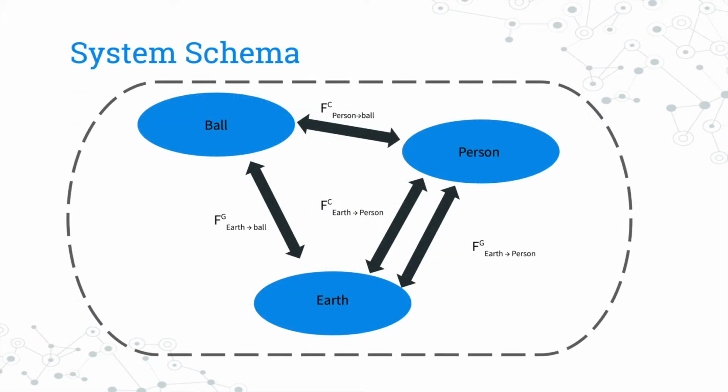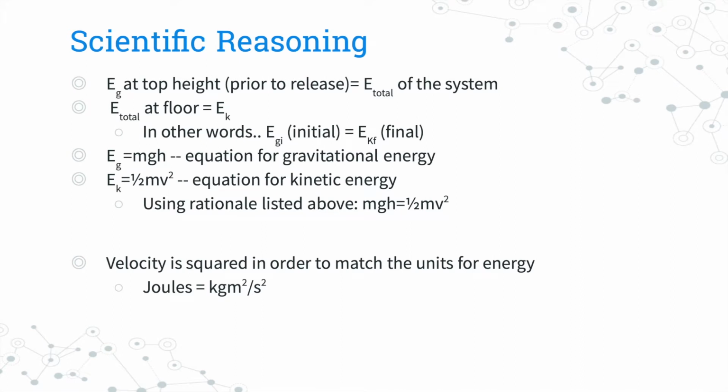On slide 5, you see our system schema, which includes the ball, the person, and the ground, otherwise noted here as Earth, with the dotted lines representing everything that's enclosed within our system, and the black arrows representing forces or interactions between each object. For scientific reasoning, we know that at the top of the height, all of the energy is gravitational energy, and at the bottom or at the floor, all of the energy is kinetic energy. In other words, energy gravitational initial equals energy kinetic final.